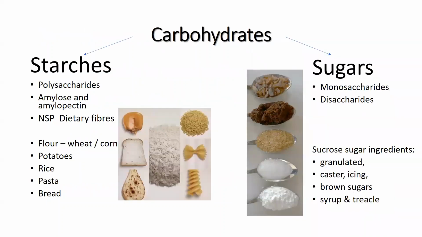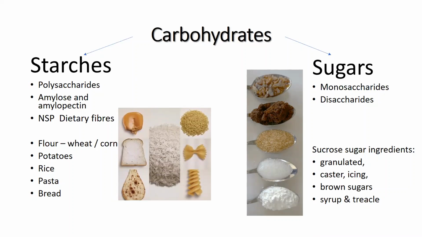Carbohydrates are a big group of foods and can be divided into 2 main groups, starches and sugars. Starches, as I've said, are long-chain polysaccharides containing amylose and amylopectin molecules. Non-starch polysaccharides, often referred to as NSP, you'll see that on the slide, are also within this group and commonly known as dietary fibres, and they offer definite nutritional functions rather than cooking functions.